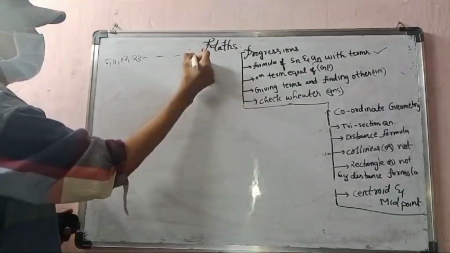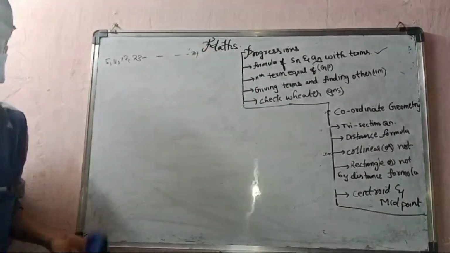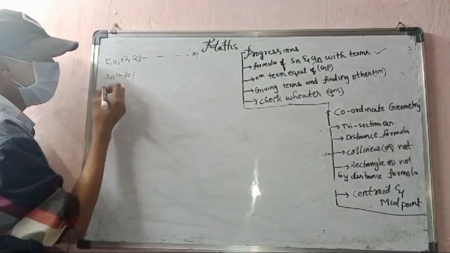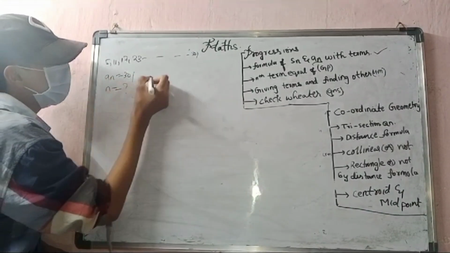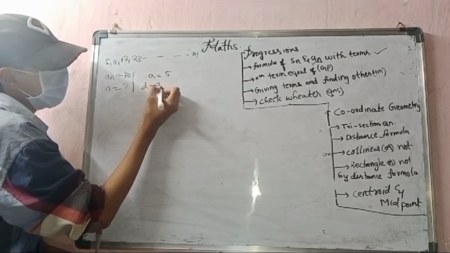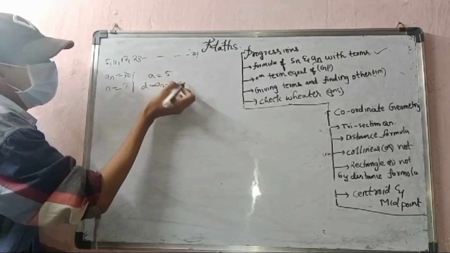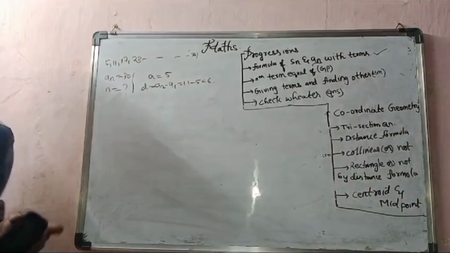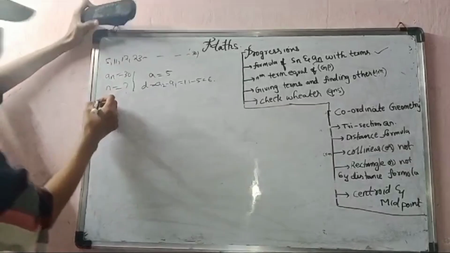So you take as 301. Okay. Now here an is nothing but 301. N is what we should find. A is nothing but 5. D is nothing but A2 minus A1, 11 minus 5, which equals 6. Clear? Crystal clear? Now we will go to the next.